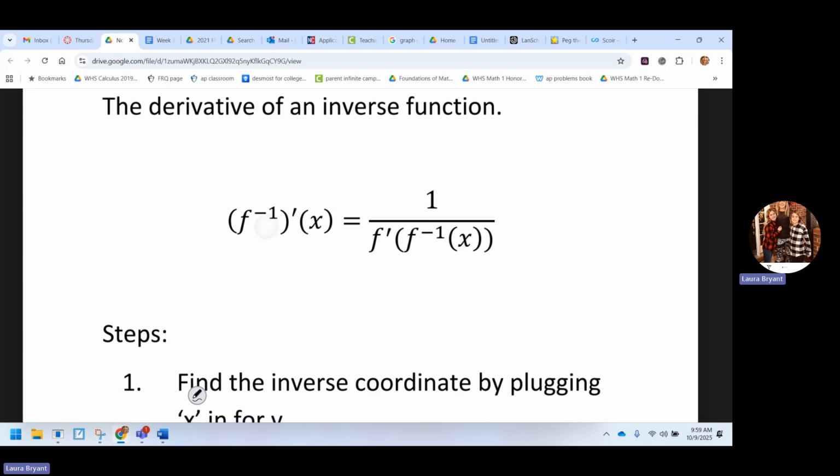So F inverse prime. Okay, so on my 2 halves in that bottom right corner, when I had the F inverse prime, that was the flip, the reciprocal of the inverse value, because I plugged in 4 instead of 2 into the derivative. It was 4 over here, I think, and it flipped to be 1/4. Like this 1 over is saying it's the flip of the inverse value plugged into the derivative.